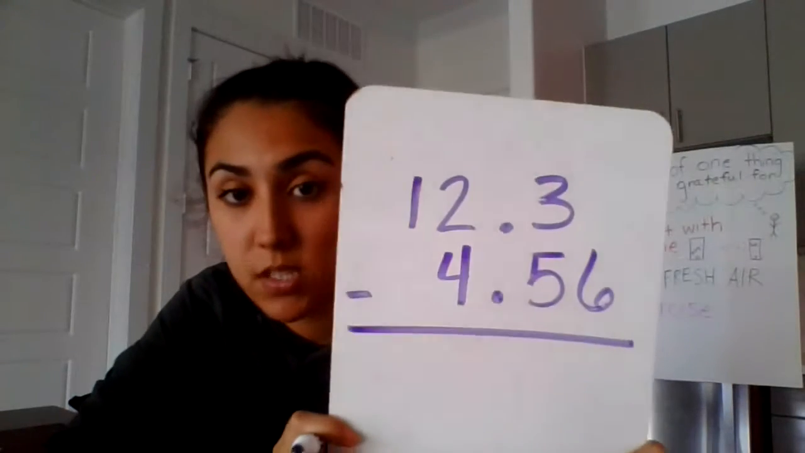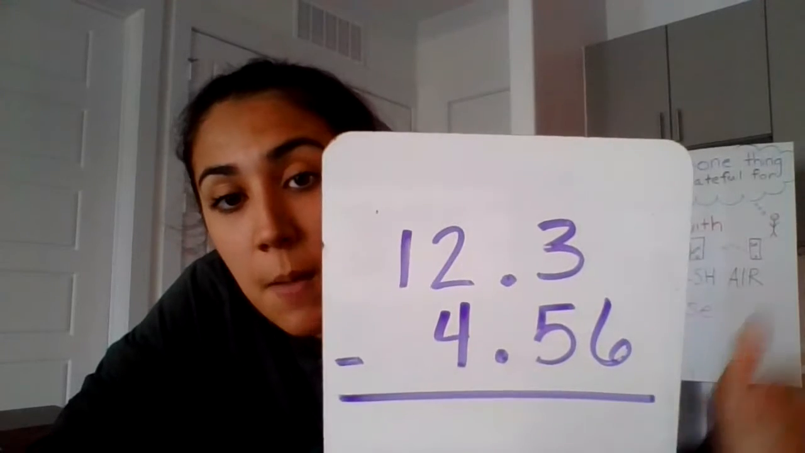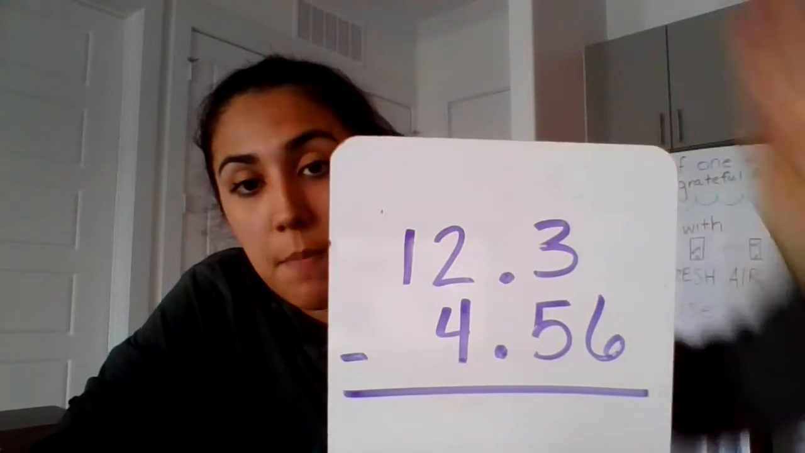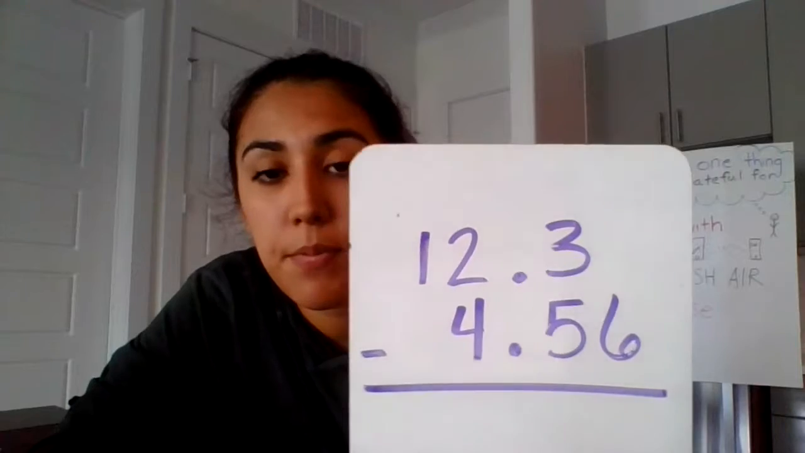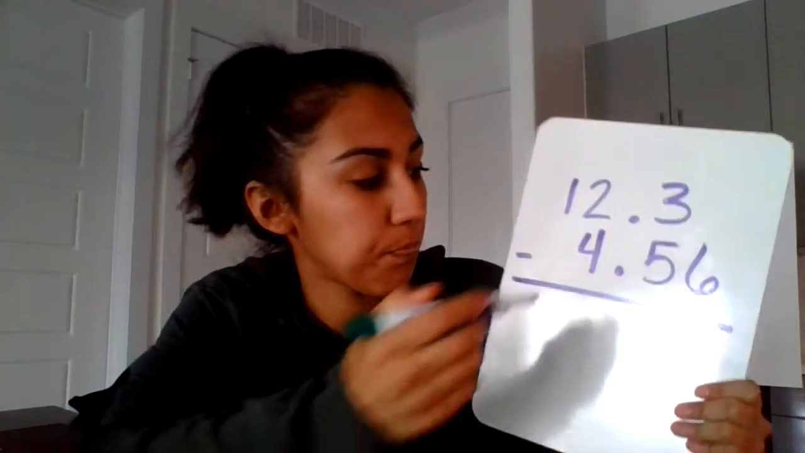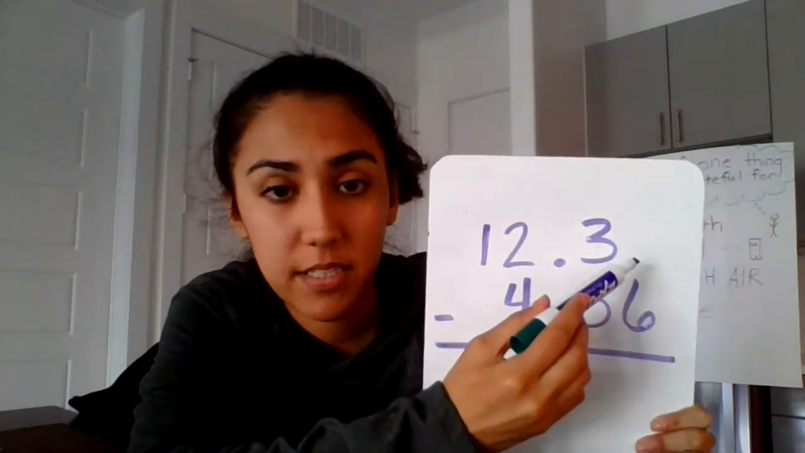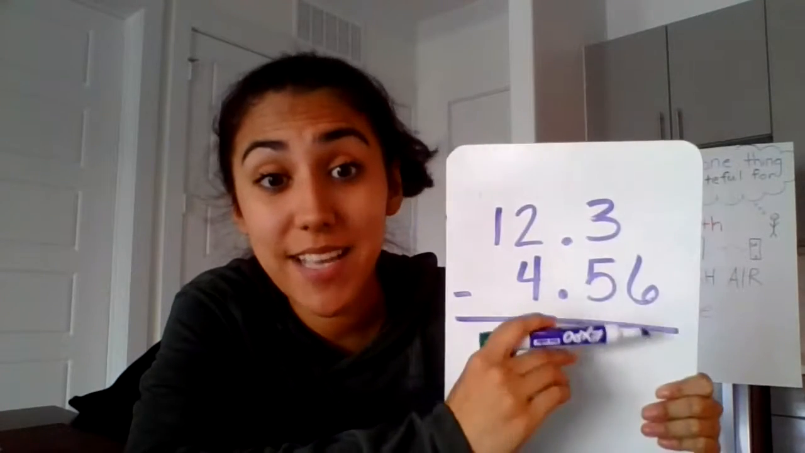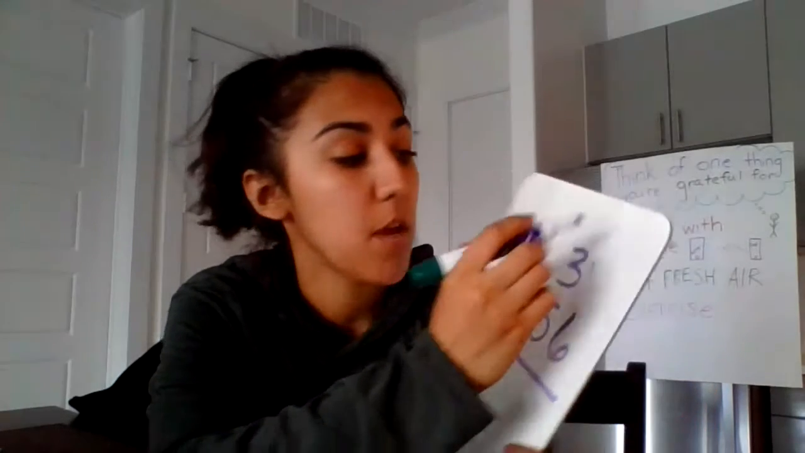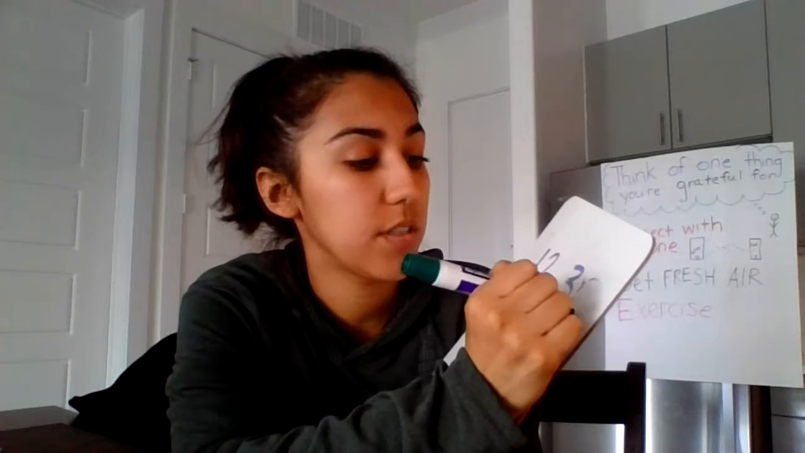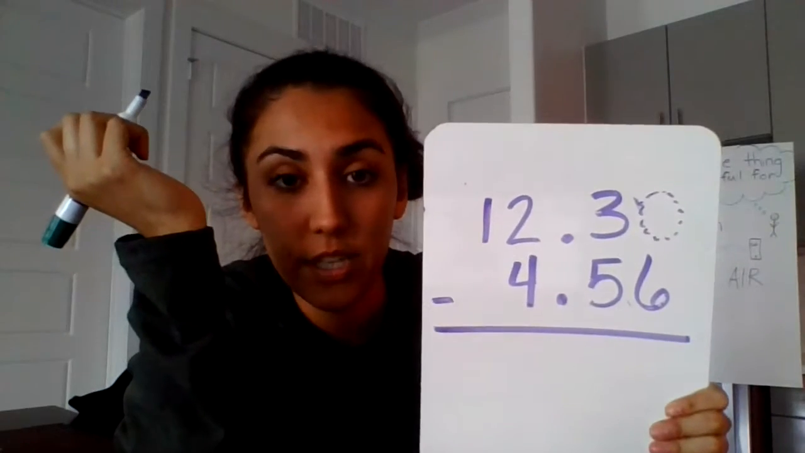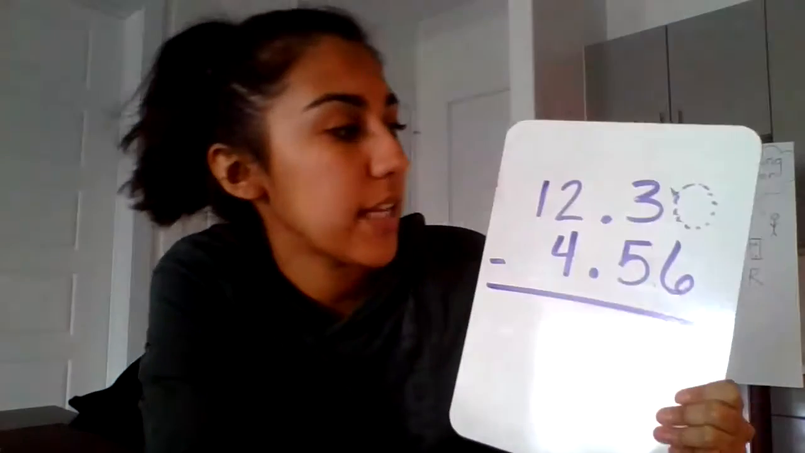When you set it up, this is what it needs to look like. My bigger number on top, my decimals are lined up, and I'm ready to subtract. Well, 0 needs something to subtract from, 6 needs something to subtract from, so we're going to put a placeholder 0. A placeholder 0 so that we can subtract. And let's go ahead and get started.